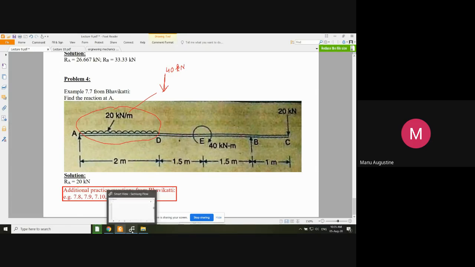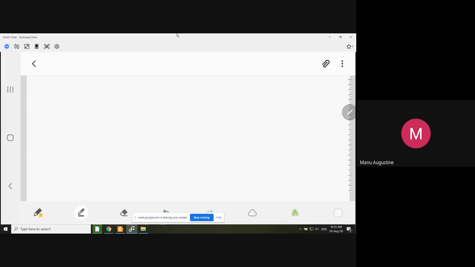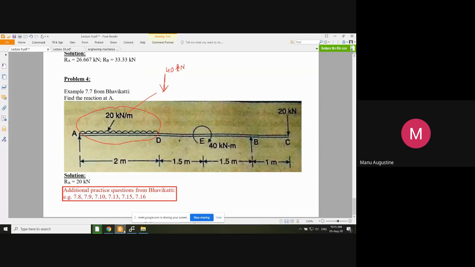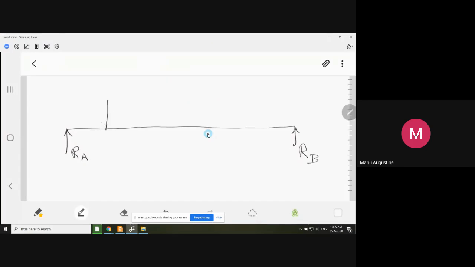So, अब मैं इस figure को ऐसे बना देता हूँ. This is your figure now. This is your unknown reaction A. This is your unknown reaction B. 1 meter from side A, 40 kilonewton is supposed to be placed. Now I won't draw this, अब ये हटा दिया मैंने, इसको हटा करके 40 kilonewton बना दिया. So I will place 40 kilonewton at a distance of 1 meter from the left hand side. So this conversion has been successfully done.